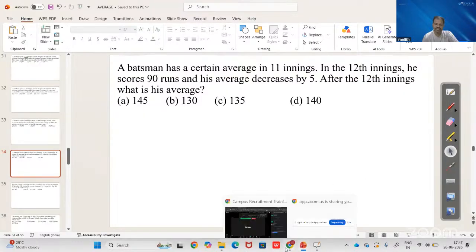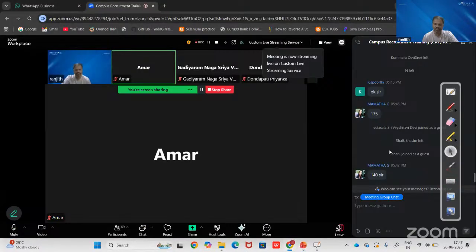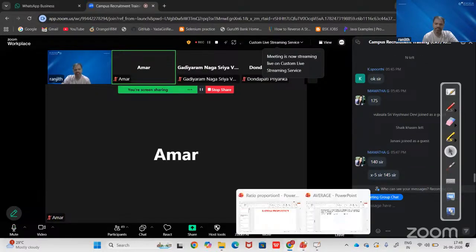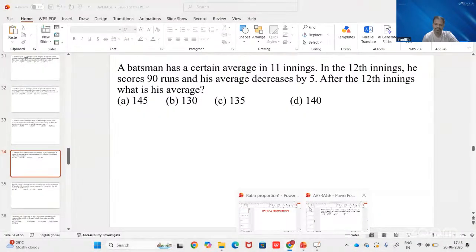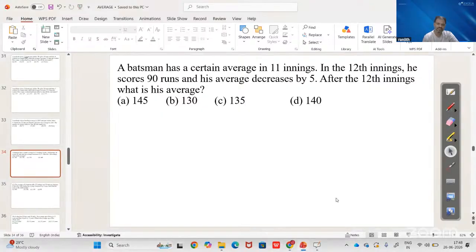What is the answer here? 140. It's not 140. 145. Yes, 145.